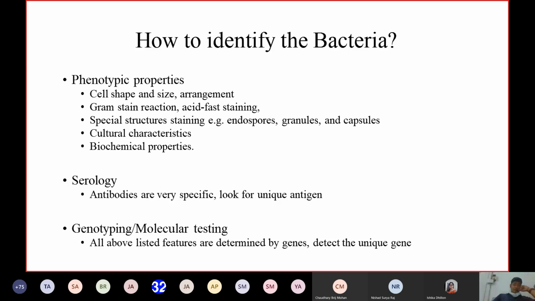So here you have to remember three points: phenotypic properties, serology, and genotyping, or molecular testing, or PCR, which are used synonymously. In the laboratory, in the class, we are talking only about phenotypic properties. In a clinical setting, after you start clinical practice, you will be dealing with serological tests, and you will be dealing with PCR also, based on need. But right now we are talking only about phenotypic properties. Still, any queries regarding serology and genotyping, feel free to discuss with me. So we'll go to another slide.